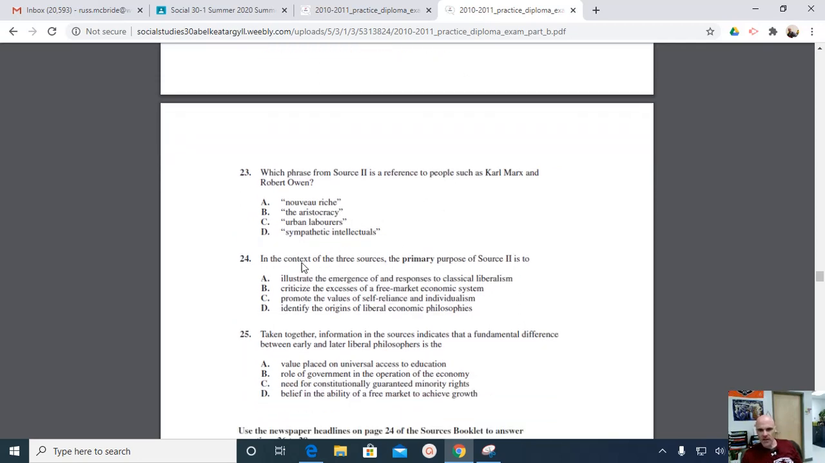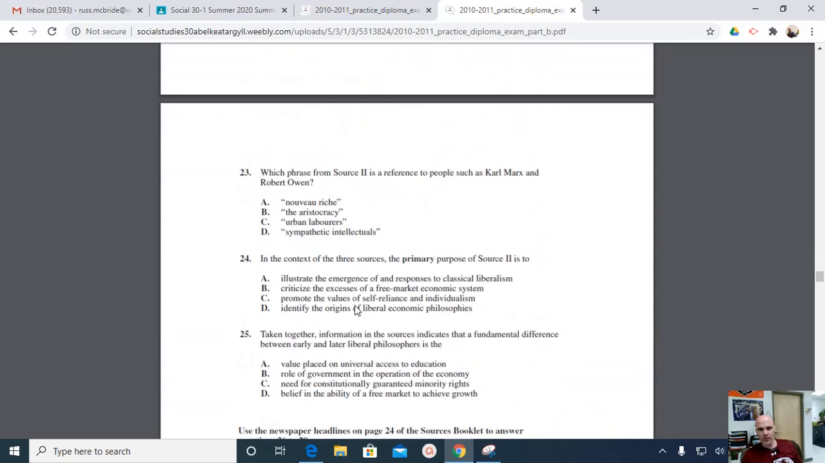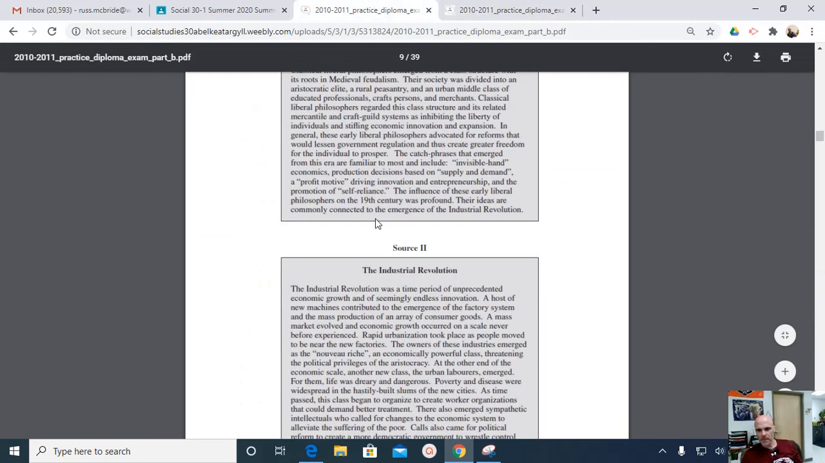24. In the context of this resources, the primary purpose of 2. Wow, these are a lot of questions where it's all together. I guess we're going to have to go back and look at 2 now. What was 2? Oops, let's leave this one up. Forgot I had 2 windows.